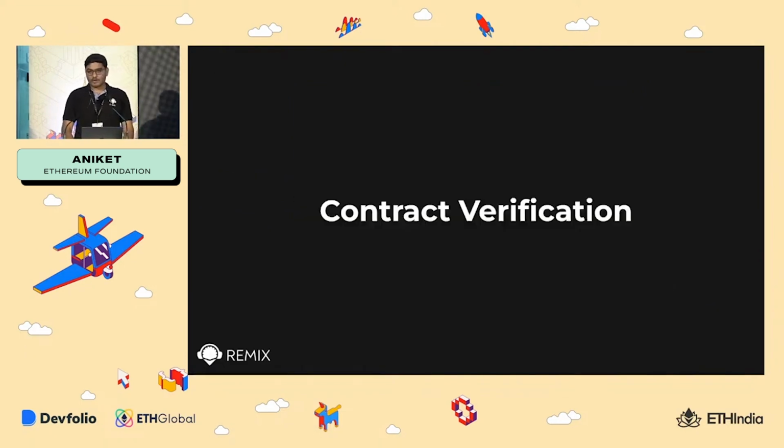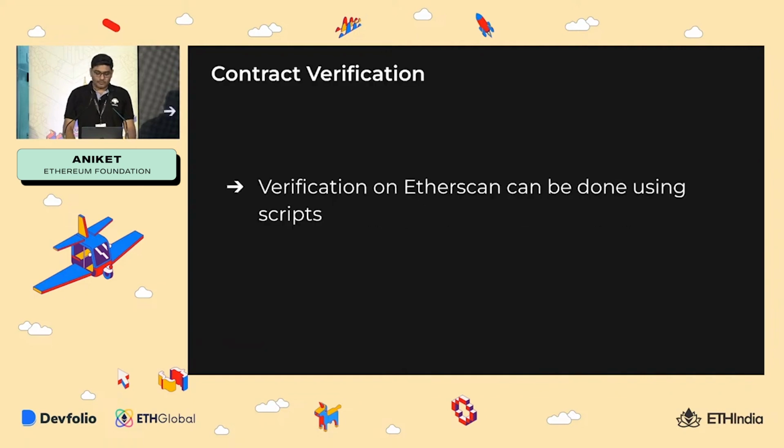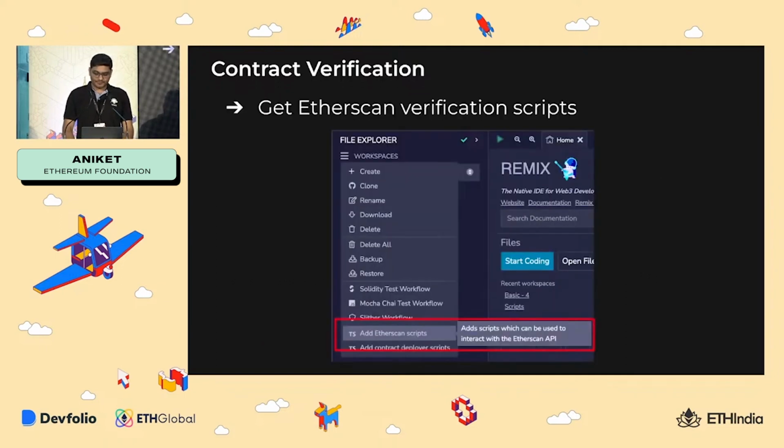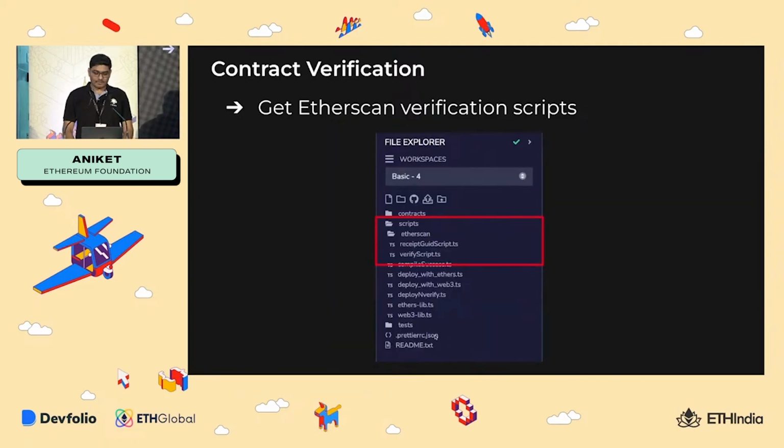Coming to contract verification. Contract verification is a very integral part of Solidity development. If you are going to deploy your application on mainnet, then contract verification becomes essential. You can verify your contract on Etherscan using the scripts on Remix. These scripts are pre-written, so you can get them by clicking on this hamburger icon near the workspaces label, and you will see the option Add Etherscan scripts. As soon as you click on it, it will add some particular scripts to your current workspace.